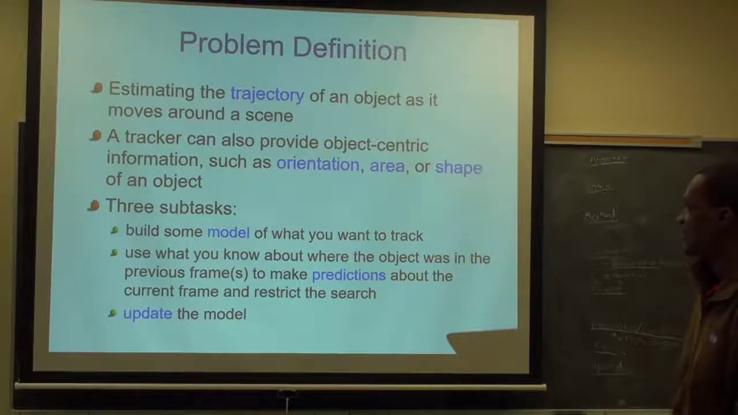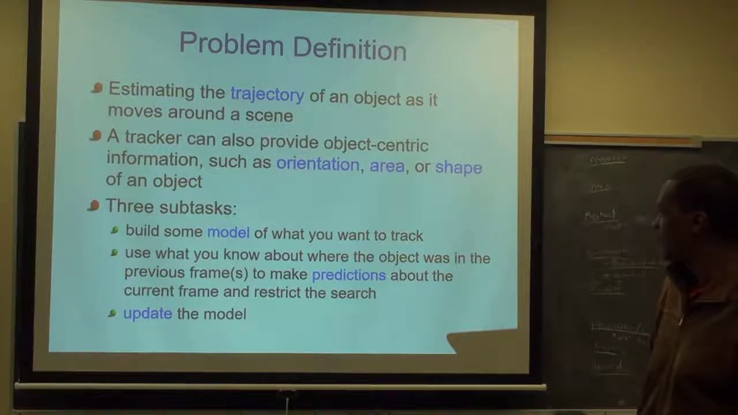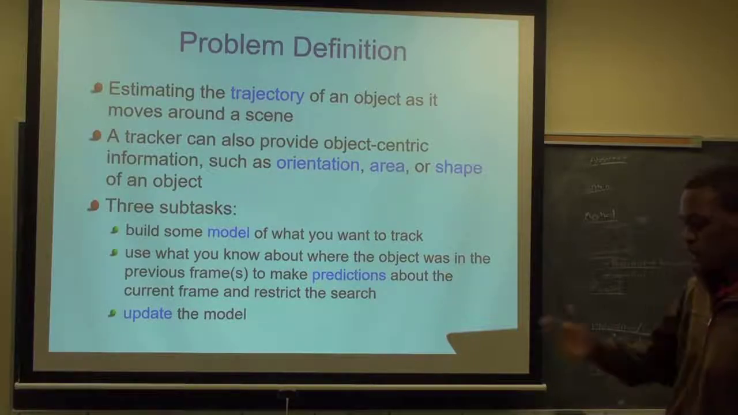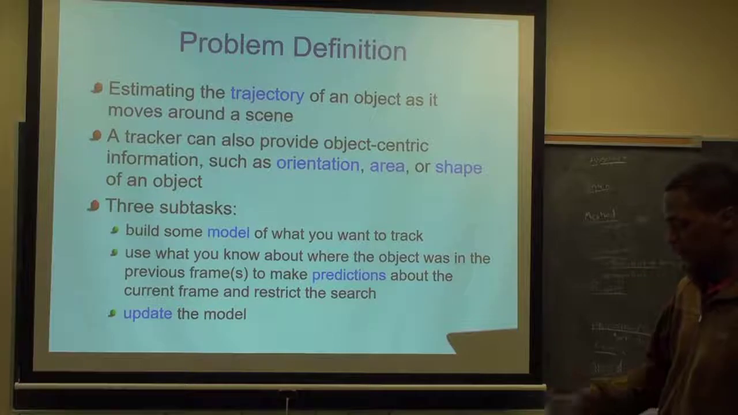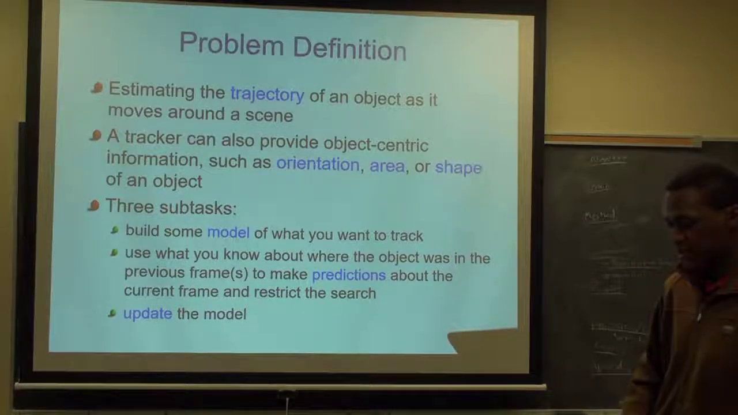We have three subtasks. A tracker can also provide object-centric information for the orientation, area, and shape of an object. First, we have to build a model, and then find where the object is in the frame, and then we're going to make predictions about where the object is going, and then update the model, just iteratively. We're going to look at all this stuff a bit later.